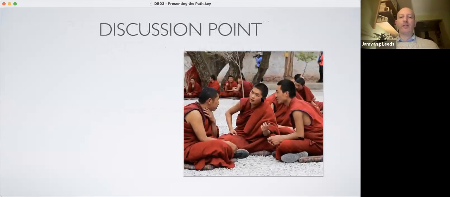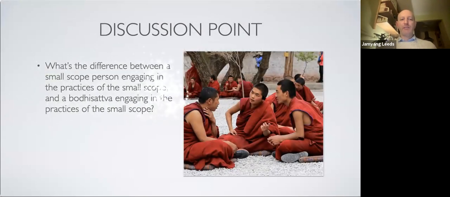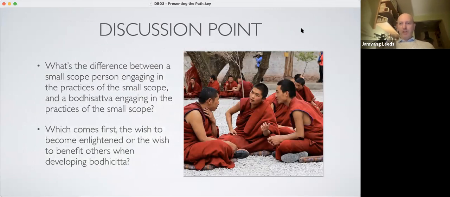Okay, here's your discussion points for today. I've made it more questions the last couple of weeks, some conundrums for you to think about. So here's today's conundrums. The first one: what's the difference between a small scope person engaging in the practices of the small scope and a bodhisattva engaging in the practices of the small scope? Do you understand the question? If you don't understand the question, the answer is going to be tricky.